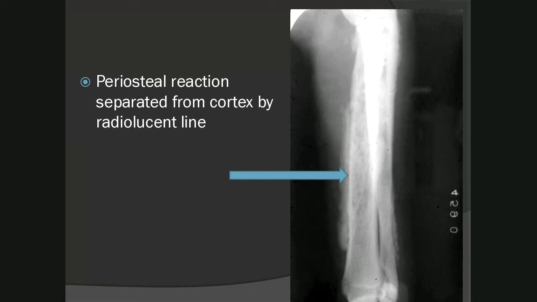So I have already mentioned this radiolucent line that separates the periosteal reaction from the cortex, and this is one of the important features that we use to distinguish osteomyelitis from neoplasia. It is just consistent with that layer of exudate, which a neoplasm won't have. Also, in this case, notice the extensive moth-eaten lysis affecting the radius.